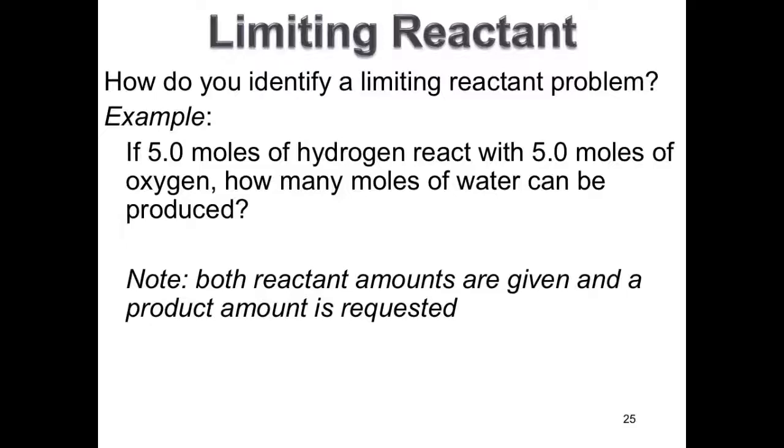In order to be able to identify a limiting reactant problem, you have to be able to realize that there are 2 amounts given for reactants. And the question will also ask for how much is produced for one of the products. So as it says down here, both reactant amounts are given and a product amount is requested.